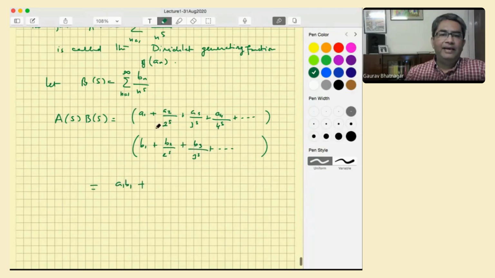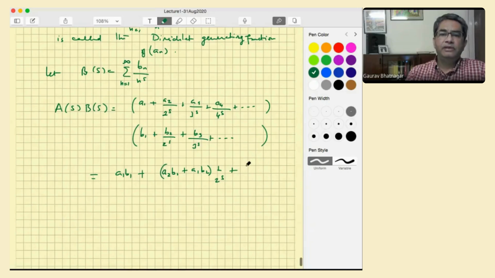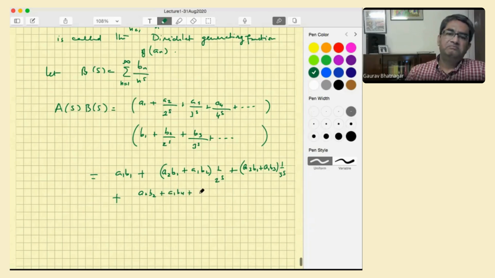Now the 1 over 2^s term will come in as A2 B1 plus A1 B2. The 1 over 3^s term will come in as A3 B1 plus A1 B3. The 1 over 4^s term will come in as A2 B2 plus A1 B4 plus A4 B1.